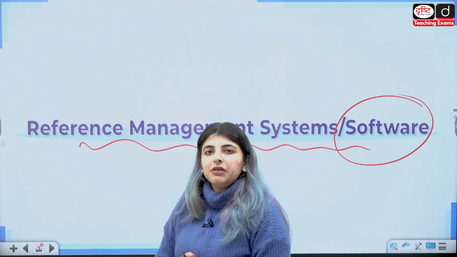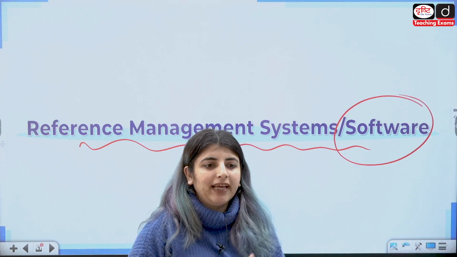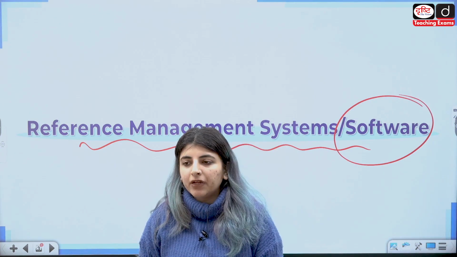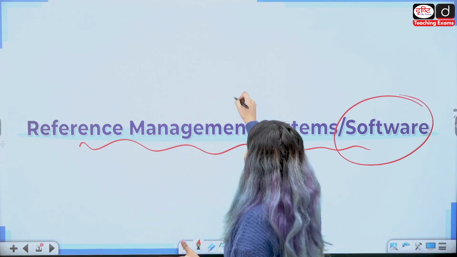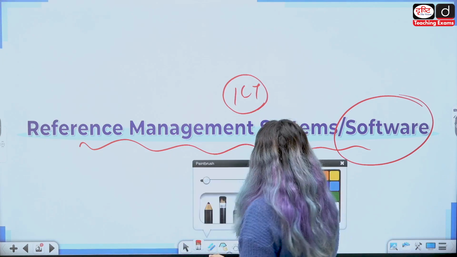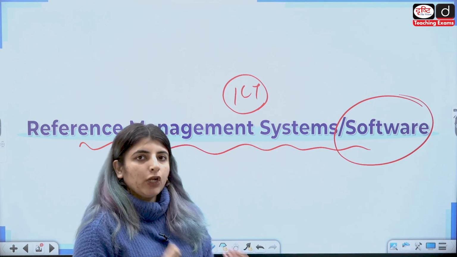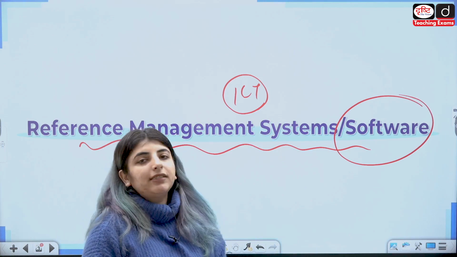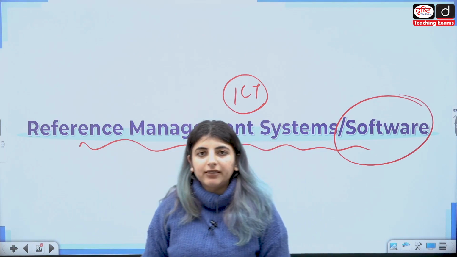There has been a recent trend that I have been seeing in the NET examination: they have started asking questions which are more related to software now. So this topic can be correlated with the field of ICT as well as the field of research. Let's first understand what a reference management system or software is, and how it helps a person who is trying to write research papers, articles, etc.